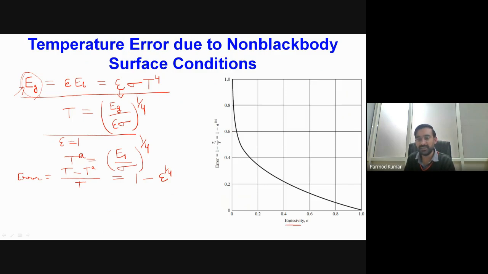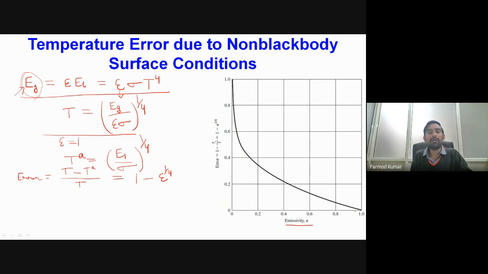You can see emissivity is plotted along the abscissa, and the corresponding error in the measurement of temperature is plotted along the ordinate. This typical curve between error and emissivity has a power law nature. Corresponding to low values of emissivity, the error in your measurement is very significant, and as emissivity increases towards the black body, we get significant reductions in error.